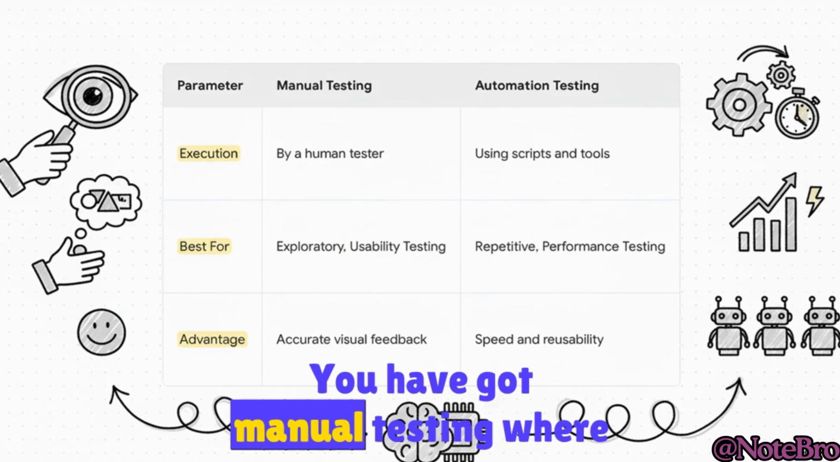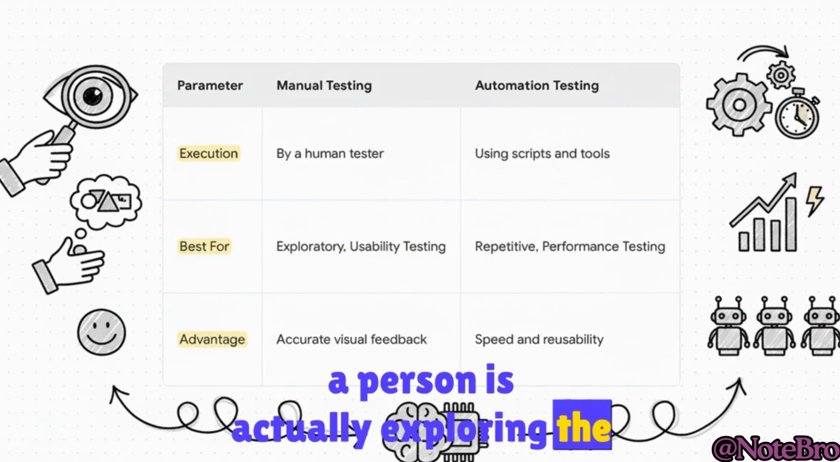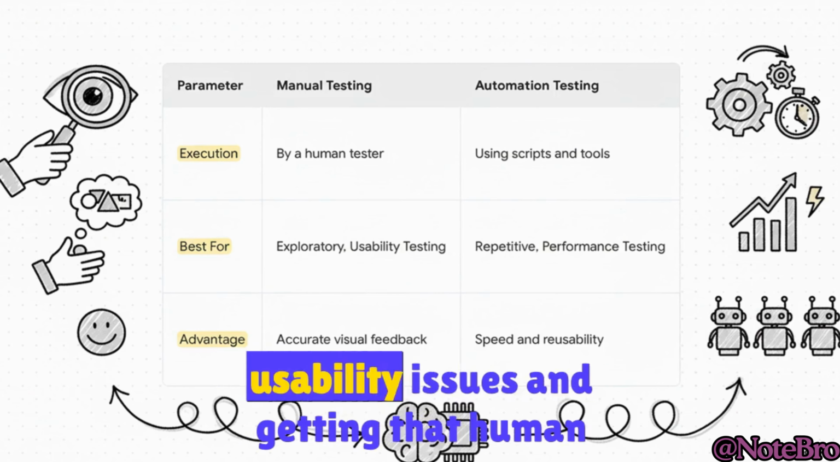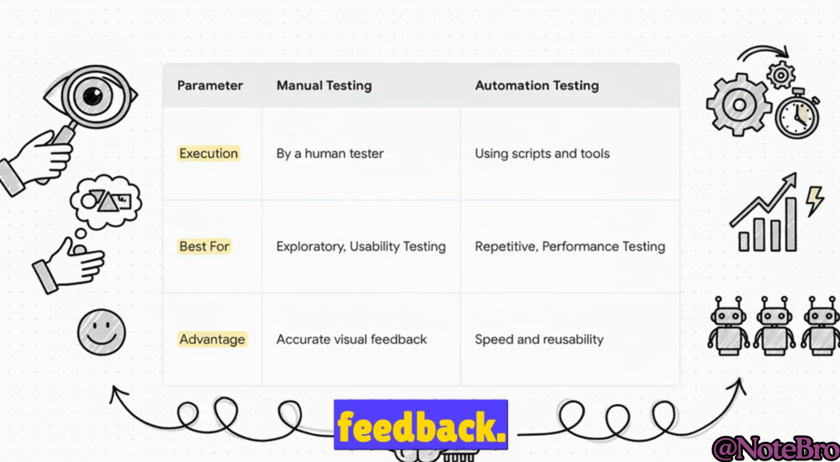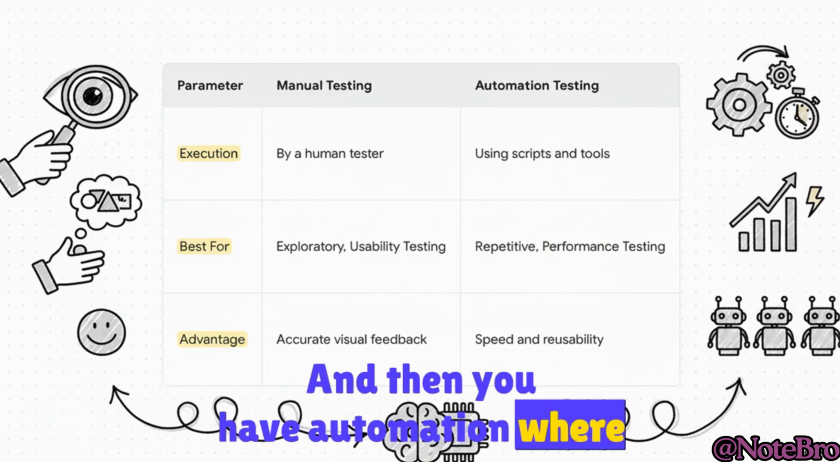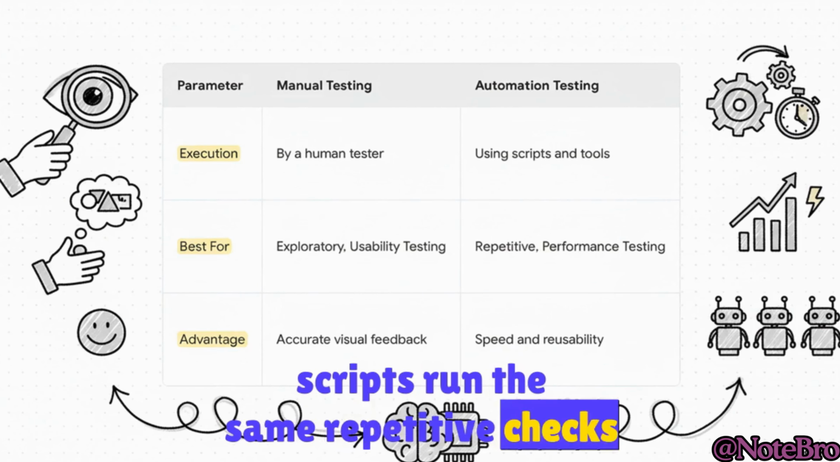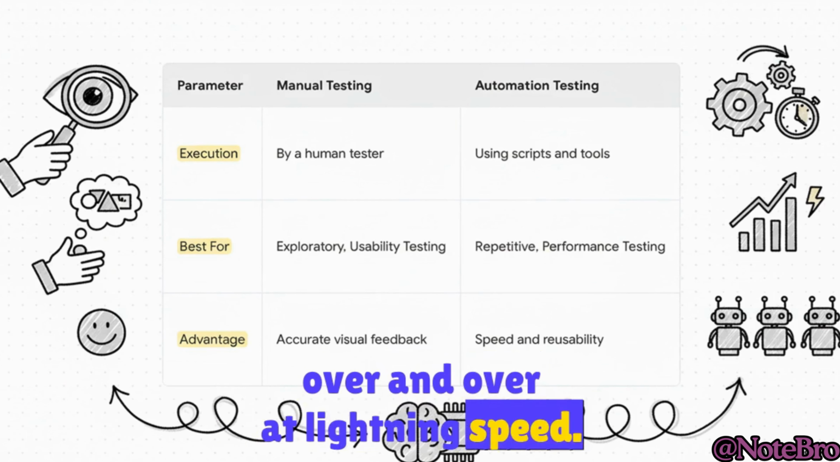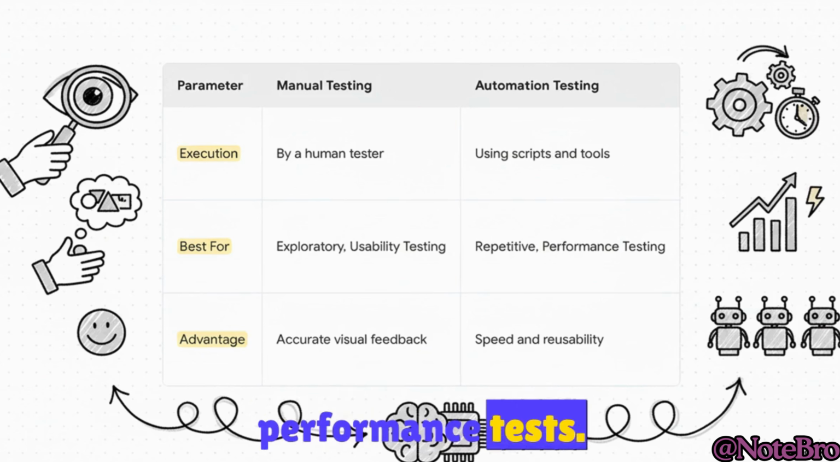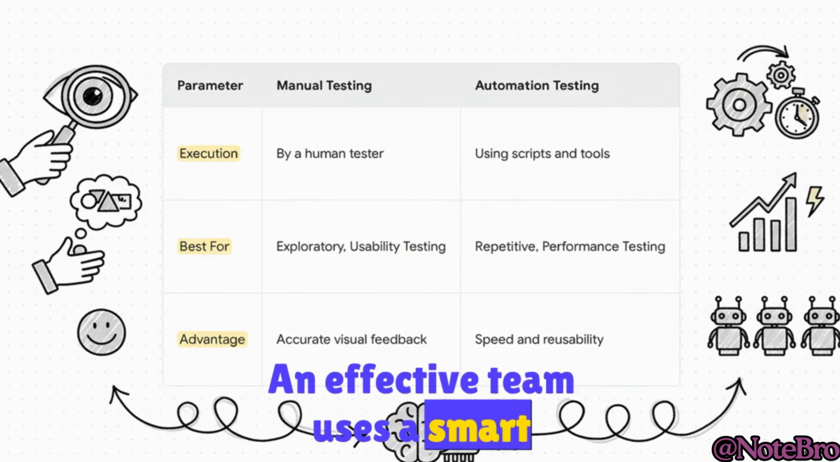You've got manual testing, where a person is actually exploring the app, which is fantastic for finding usability issues and getting that human feedback. And then you have automation, where scripts run the same repetitive checks over and over at lightning speed. That's perfect for things like performance tests. An effective team uses a smart mix of both.